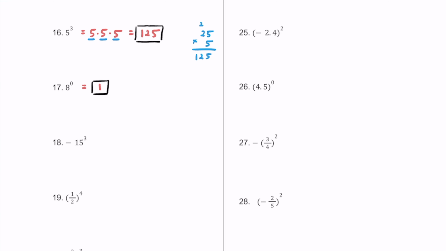And if that feels a little bit strange, think about this perhaps. If you said something like 8 to the second power, that would equal 64, right? So then 8 to the first power equals 8. So what must 8 to the 0th power be?